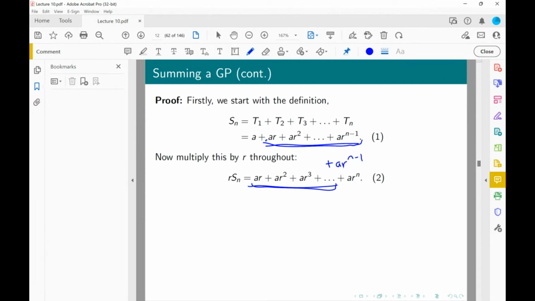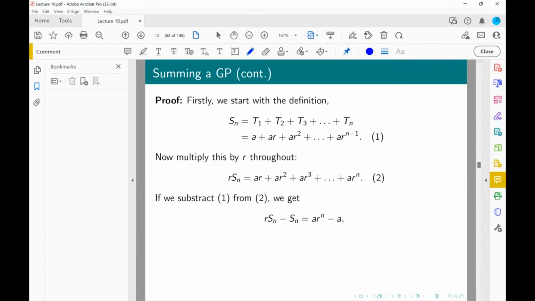They're exactly the same. Yeah, they're the same term. So if I subtract these, if I go Rsn minus Sn, we're going to cancel out all the middle terms. So that helps us get a closed formula, because now I know that this expression on the left is A times R to the n minus A, and to get S on its own, we can simply factorize the left-hand side, and factorize the right-hand side. So that's going to give us some term times Sn equals A times R to the n minus 1.